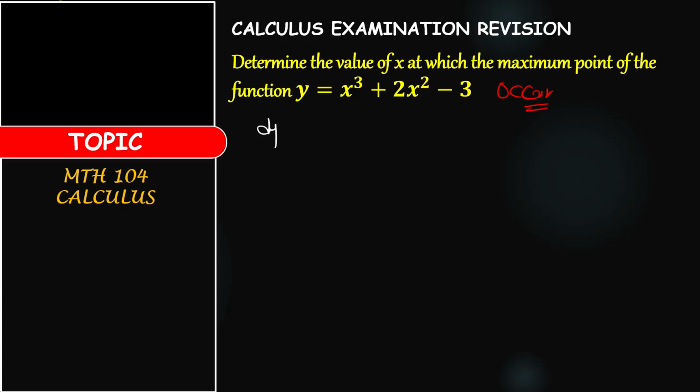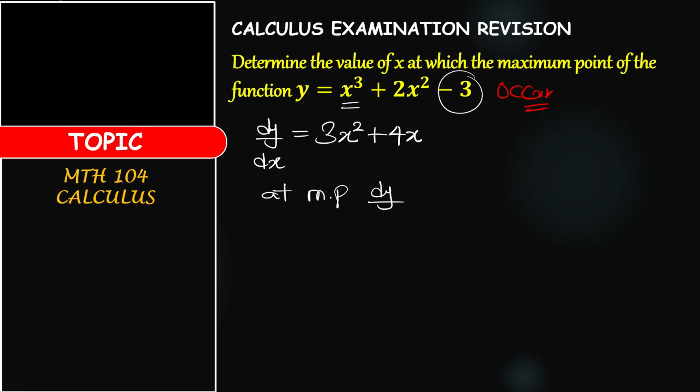How do you find the point at which the maximum point occurs? You find dy/dx. So the dy/dx of this will give us what? 3x^2 plus 4x. Differentiate minus 3 is going to give us 0, so there's no need of writing it. Now you have to equate this equal to 0. At maximum point, your dy/dx is always equal to 0. So it means 3x^2 plus 4x should be equal to 0.